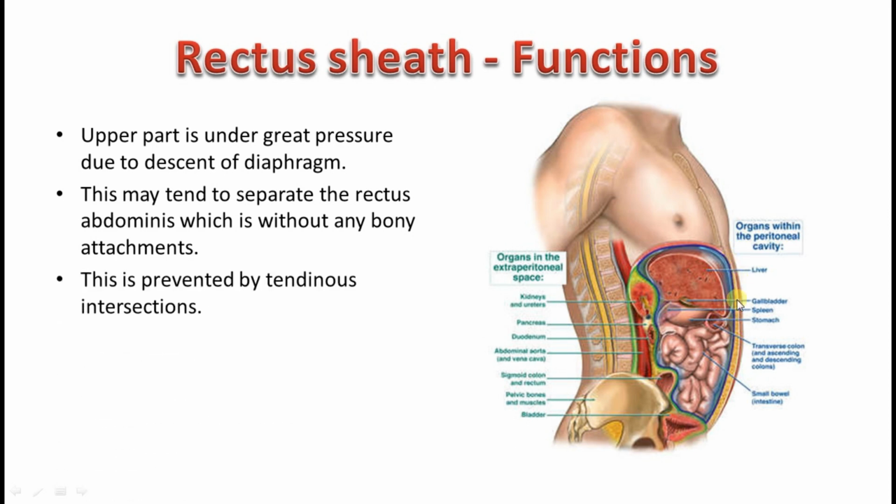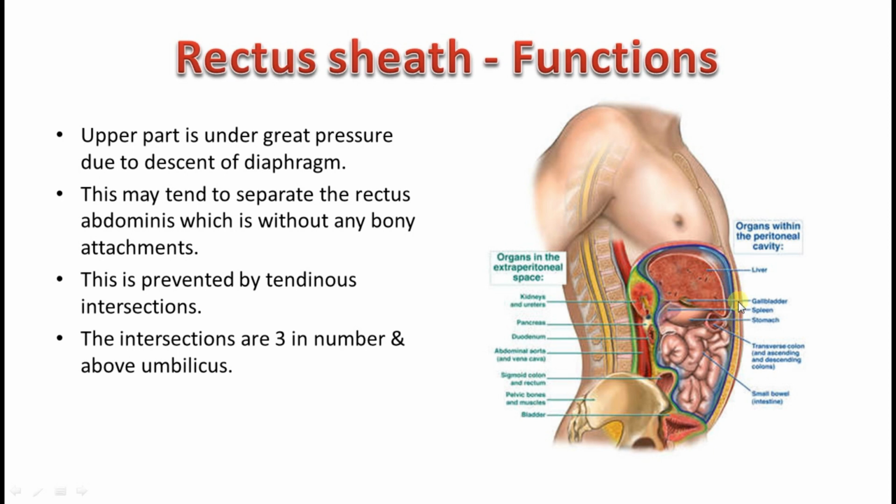And you know, three tendinous intersections are there, and a fourth one, if at all, might be present below the umbilicus. So these tendinous intersections mainly protect the rectus abdominis from being split, especially in the upper part of the anterior abdominal wall, the bursting part.